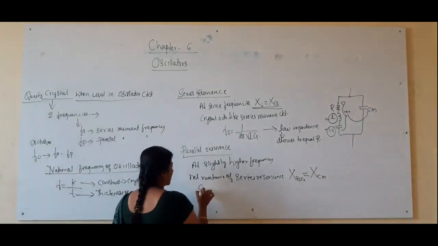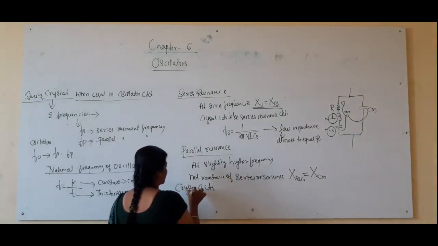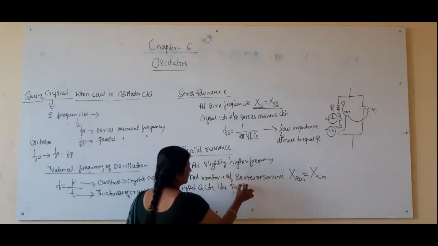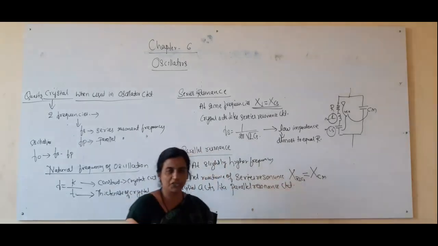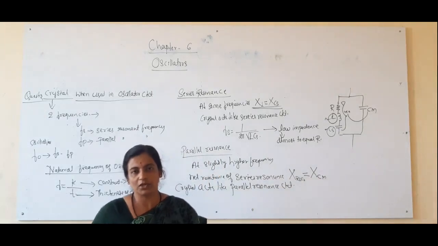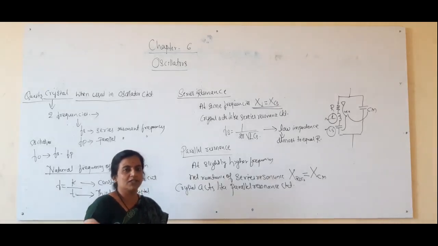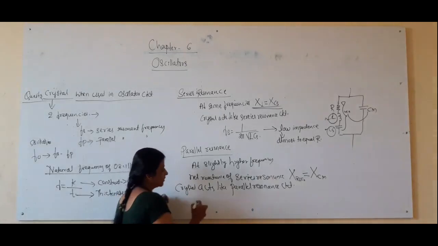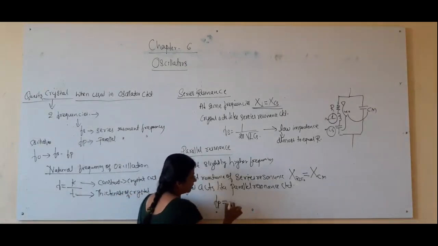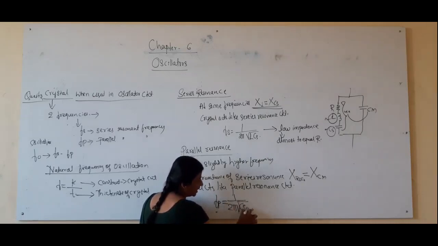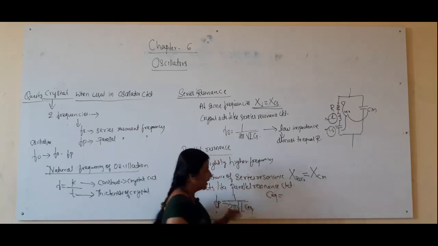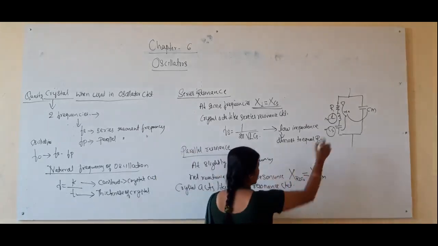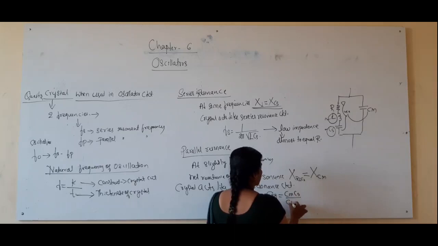At this time it acts like a parallel resonance circuit. The frequency of oscillation of that particular crystal for the parallel resonance circuit is called the frequency of parallel resonance. It is given as 1 divided by 2 pi root of L CEQ, where CEQ is the equivalent capacitance of those two capacitors CS and CM, that is CM CS divided by CM plus CS.